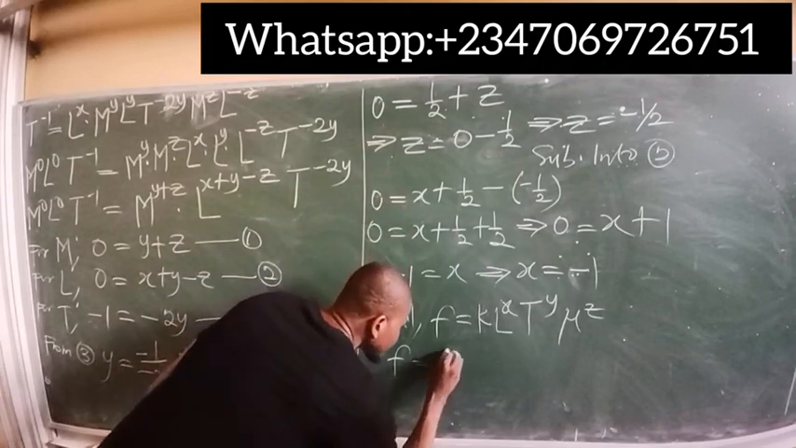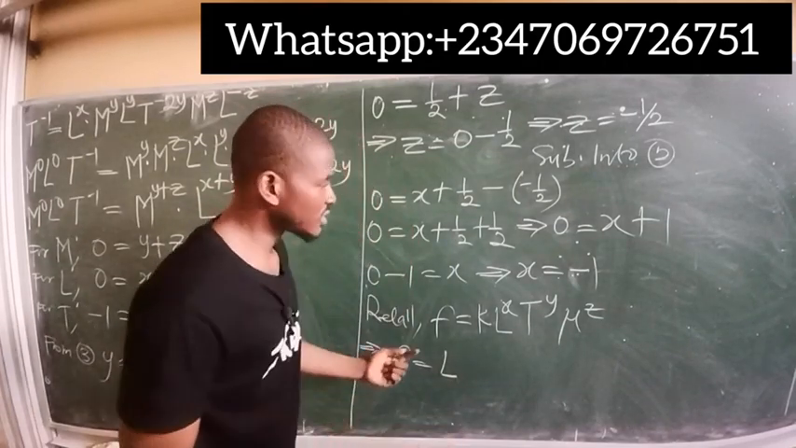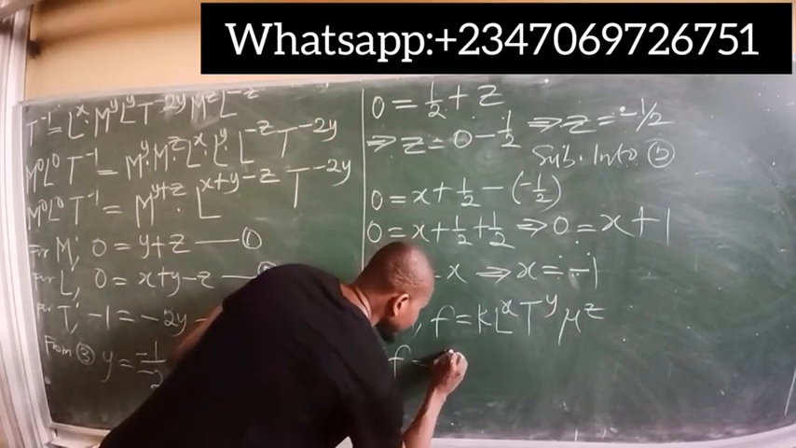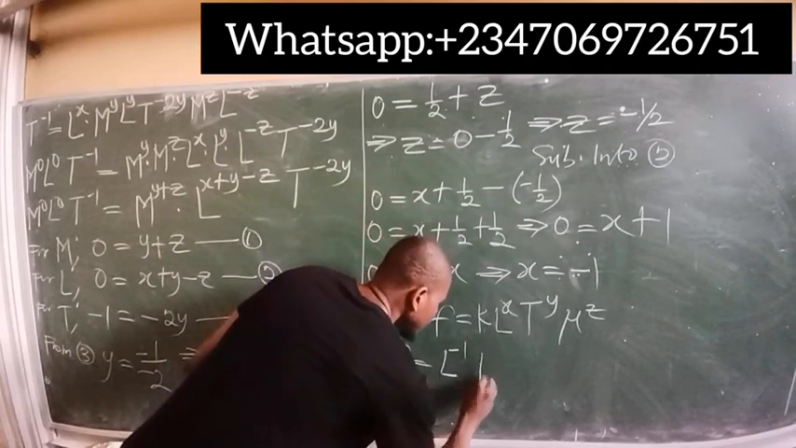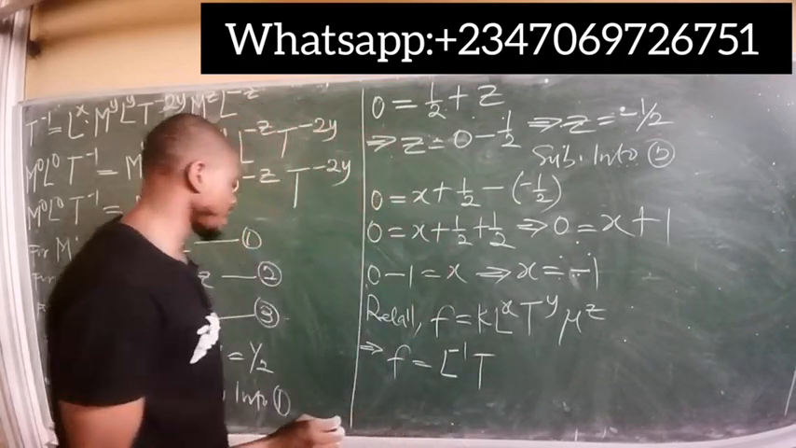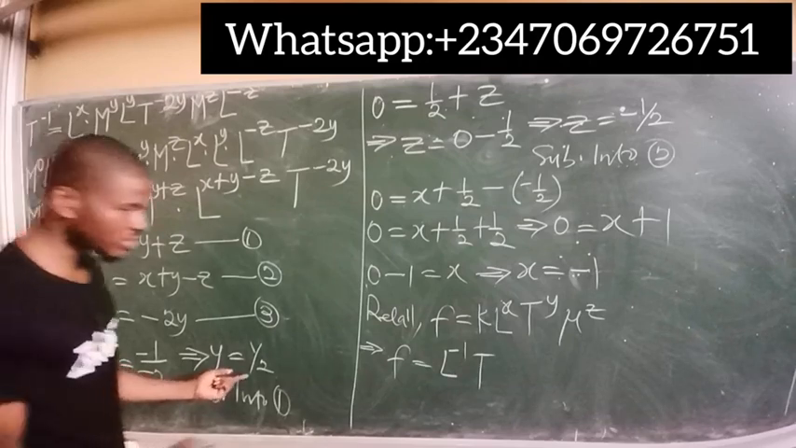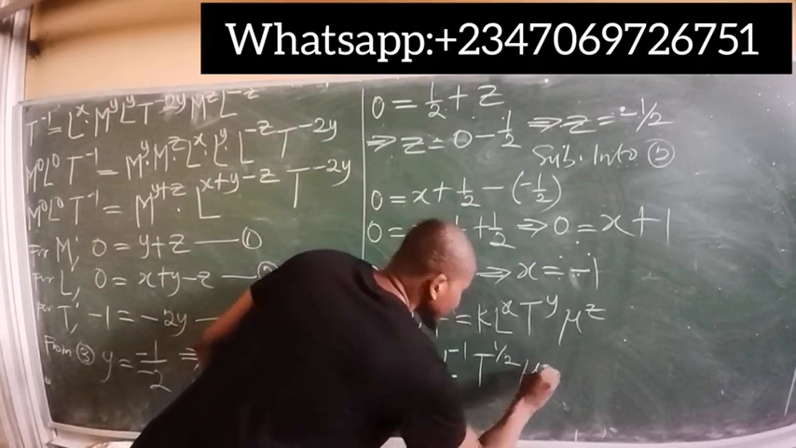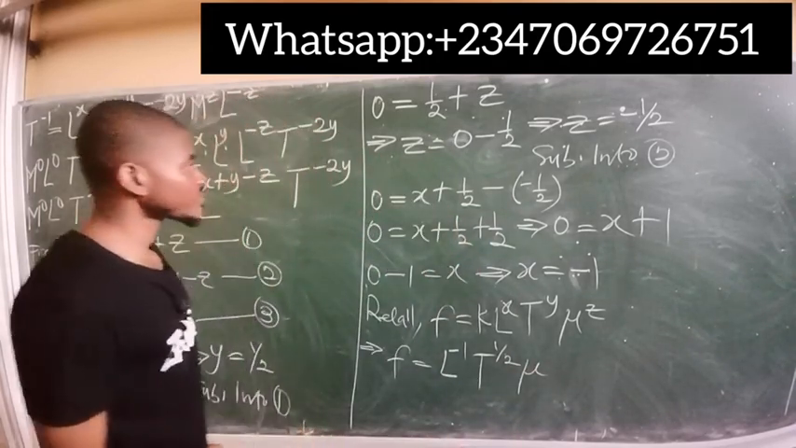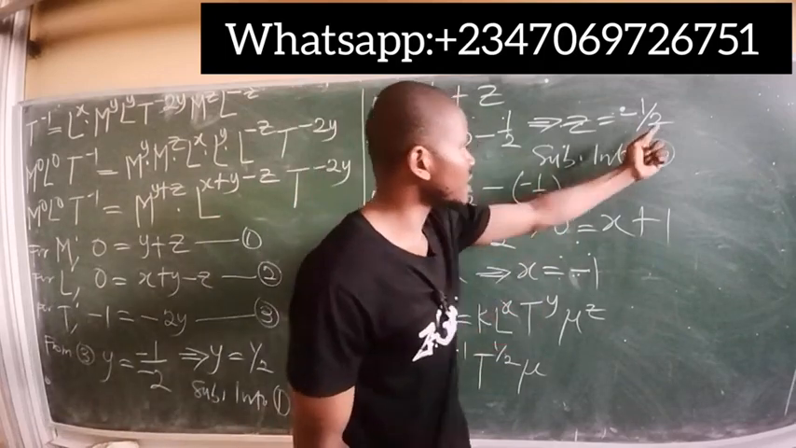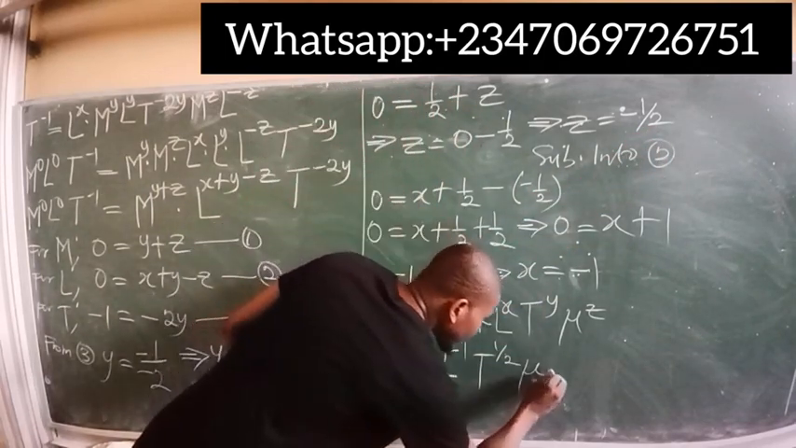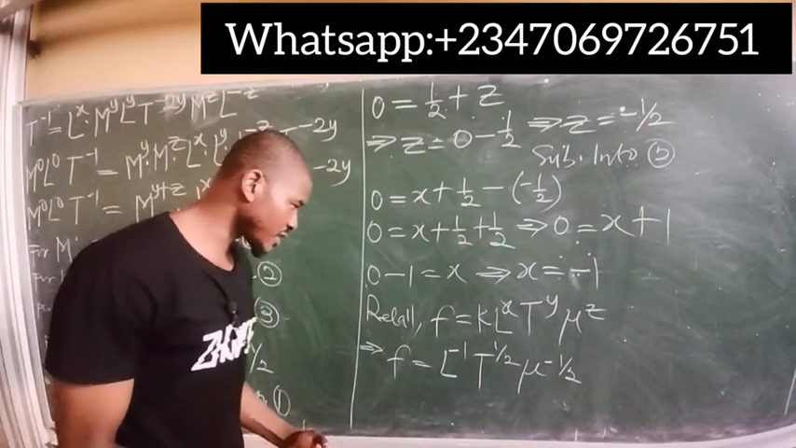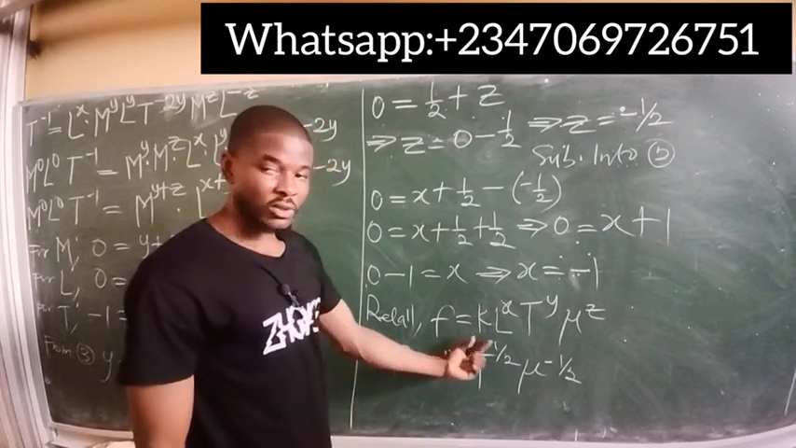So you have L to the power of x, and x gives us minus 1, so it becomes L to the power of minus 1. T to the power of y, and y gives us 1 over 2, so T to the power of 1 all over 2, and mu to the power of z, and z gives us minus 1 over 2. So you have minus 1 all over 2. So this becomes the equation. We can simply write this.